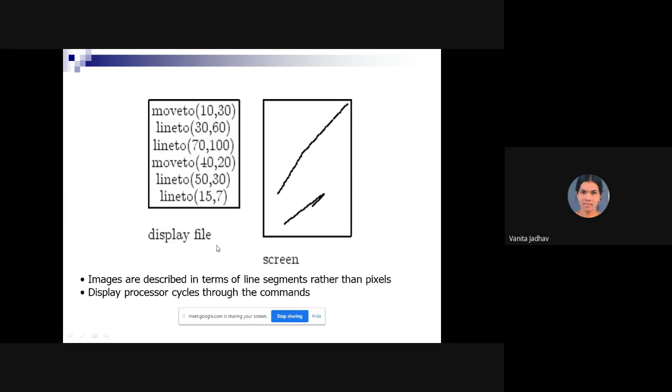Okay, so this is called a display file. त्या स्टोरेजला काय म्हणलंय आपण? डिस्प्ले फाईल. आणि त्या डिस्प्ले फाईल मध्ये काय असतात? कमांड्स असतात. So these are nothing but the commands.